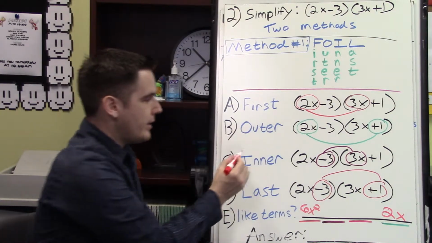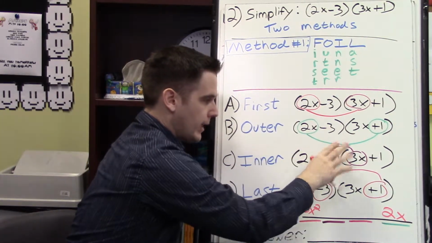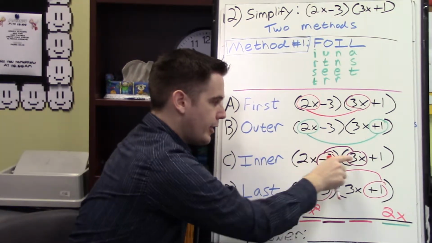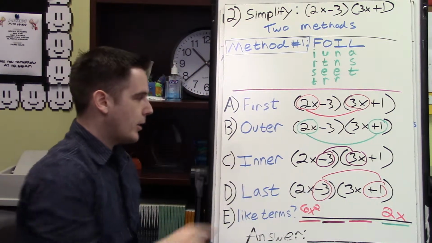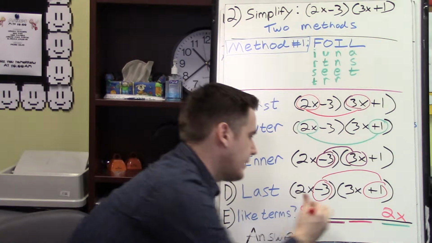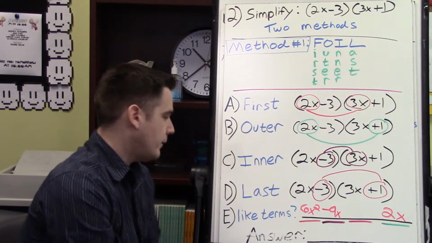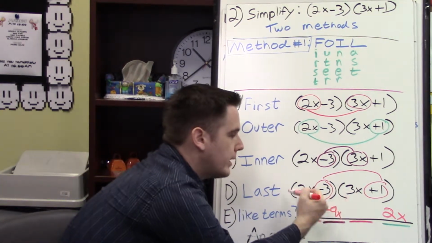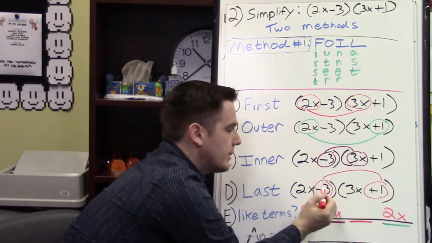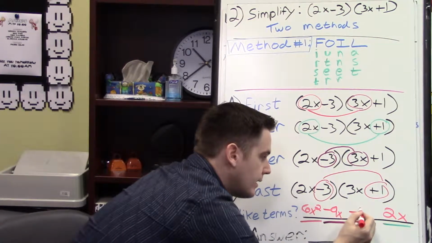And then finally we have inner. That's the two inside things. Because see, there's four terms. If you pretend the parentheses aren't there for just a second, the two inside terms, multiply those. So negative 3 times 3 is negative 9x. So we're going to write that right here. And then finally the last of the two parentheses, we've done the two first ones. Now we're going to do the two last ones. So negative 3 times positive 1 is negative 3.